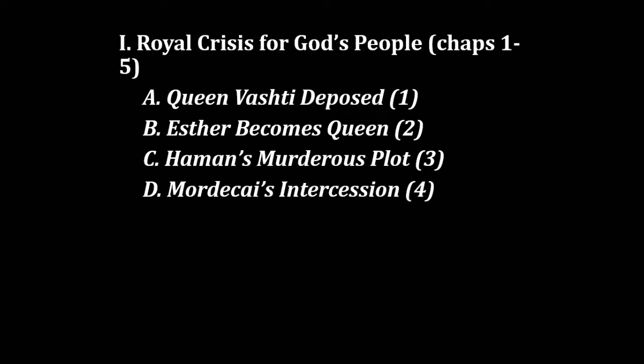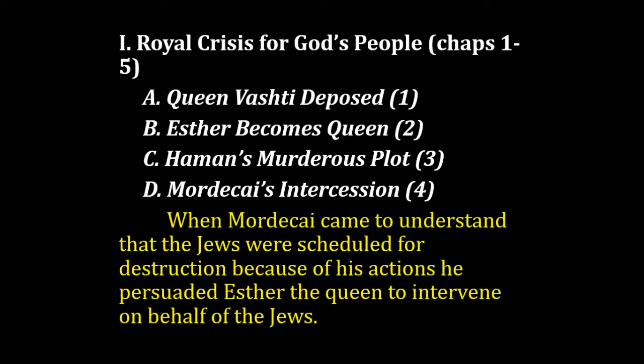Mordecai's intercession comes in chapter 4 of Esther. This is where Esther learns of Haman's plot. Mordecai came to understand the Jews were scheduled for destruction because of Haman's actions, and persuaded Esther, the queen, to intervene on behalf of the Jews, at great risk to her own self, right? I mean, just having to trust and to go and to do, and God's still working through all of that.